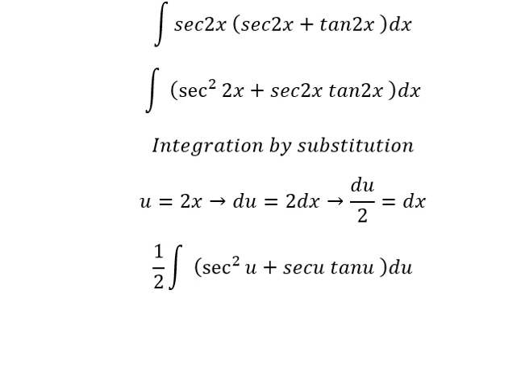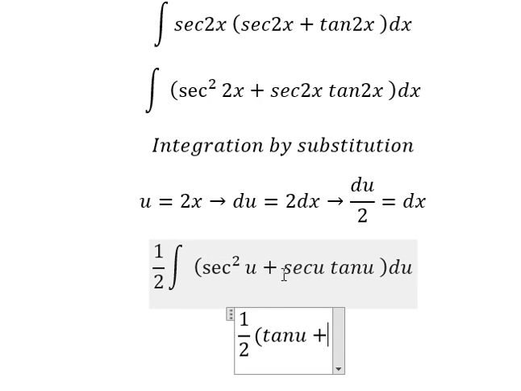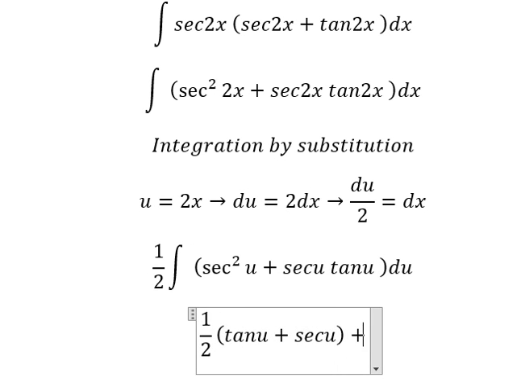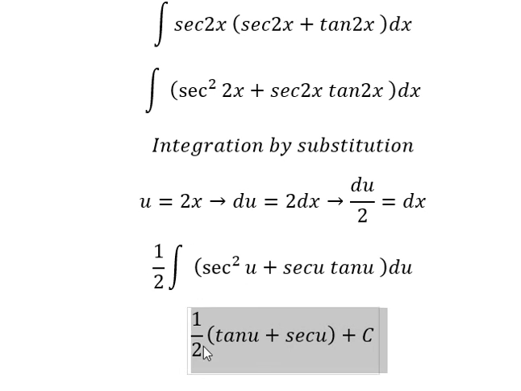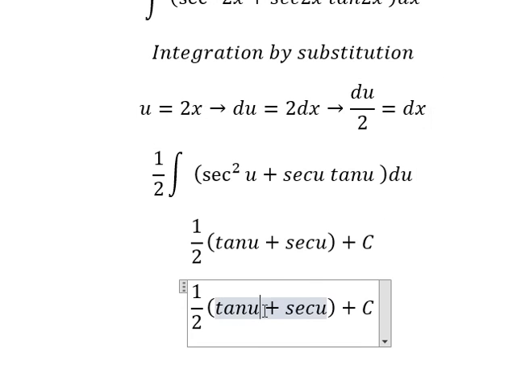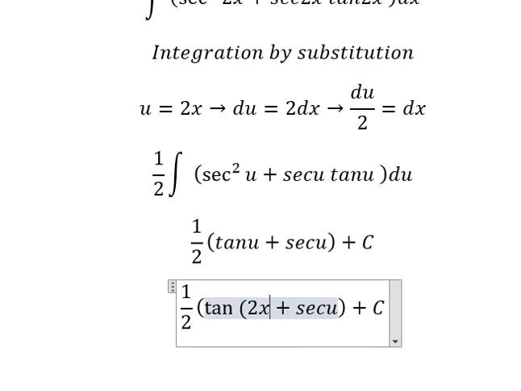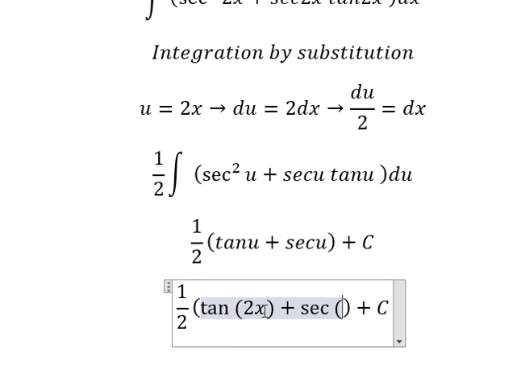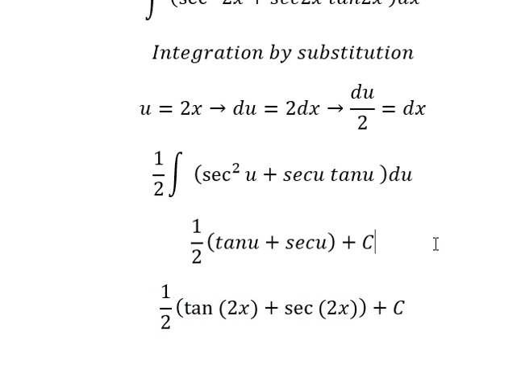Next, the integration of secant squared u gives us tan u. The integration of this one gives us secant of u. And I will put plus c. Then u is 2x. This is the end. Thank you for watching.